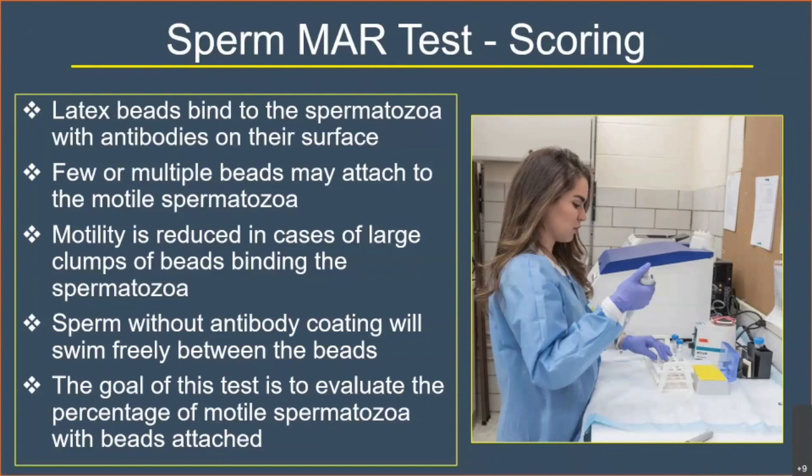So we will count only motile spermatozoa, and a total of 100 is counted, the ones that are attached versus the ones where there is no bead attachment. The ultimate goal of this test is to evaluate the percentage of motile spermatozoa with the beads attached. Next slide, please.